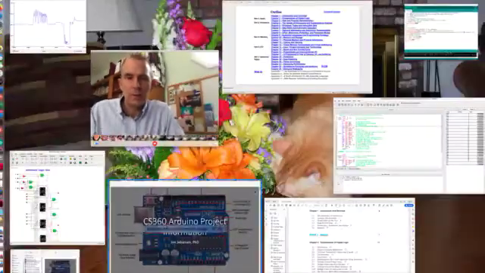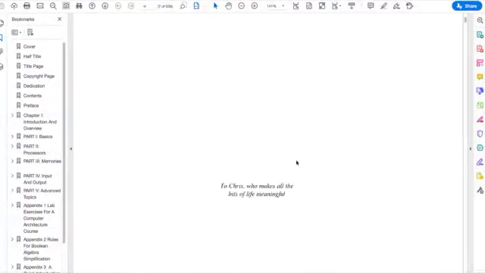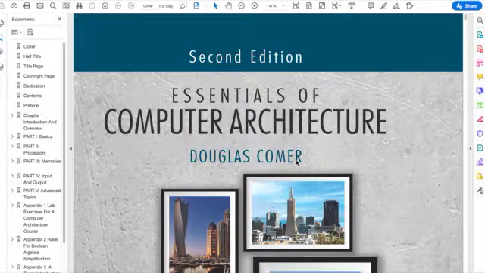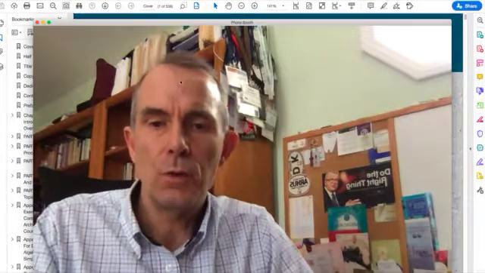So the textbook is Comer. Doug Comer is the person that has written our textbook, and this is the second edition, Essentials of Computer Architecture. And so that's a quick tour.